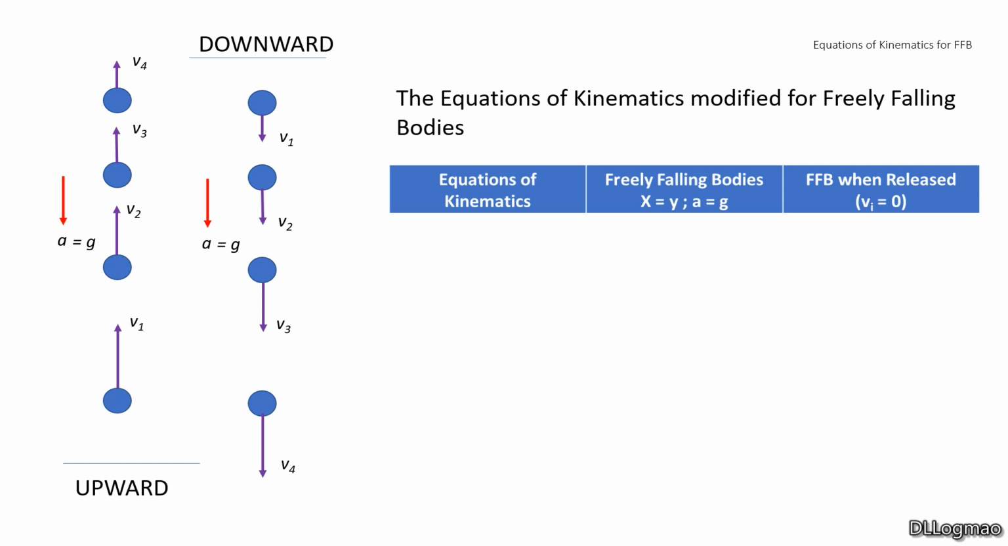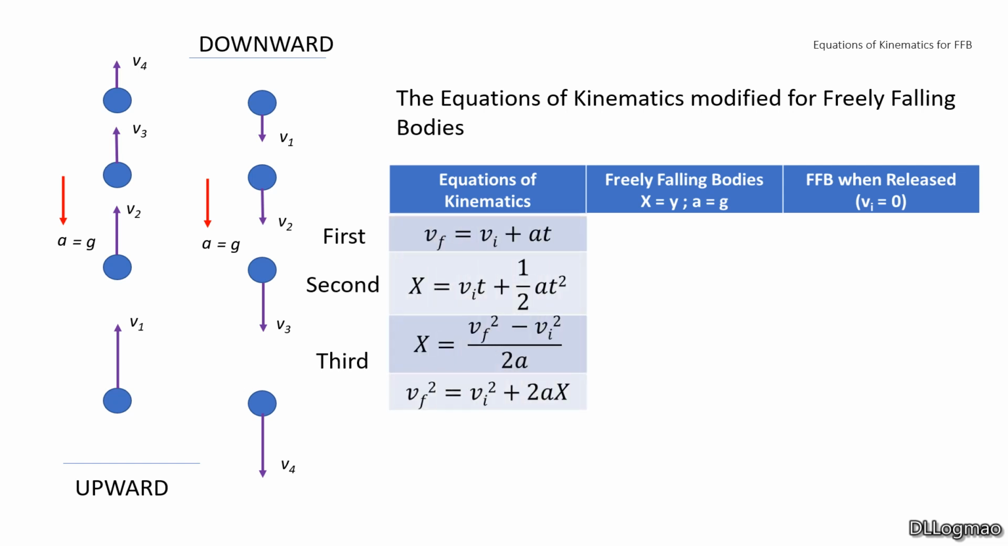The first, second, and third equations are: the first equation, the final velocity is equal to the sum of initial velocity and the product of acceleration and time. The second equation is the distance traveled is equal to the sum of the product of initial velocity and time, and half of the product of acceleration and the square of time.